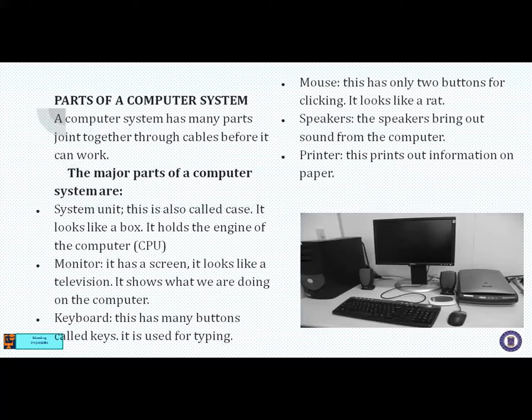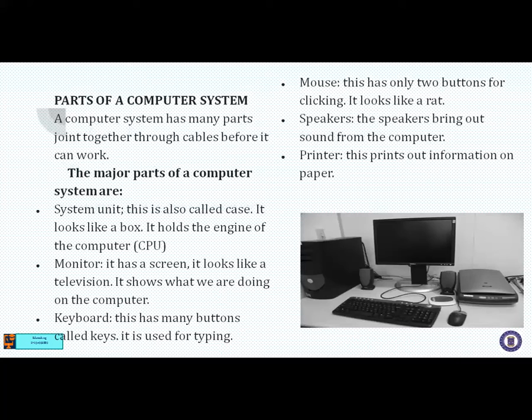So now let's look at the major parts of the computer system. The first is the system unit. The system unit is also called the case or chassis because it is the one that holds the engine of the computer, that is the CPU, and not only the CPU but other parts inside it. It looks like a box.